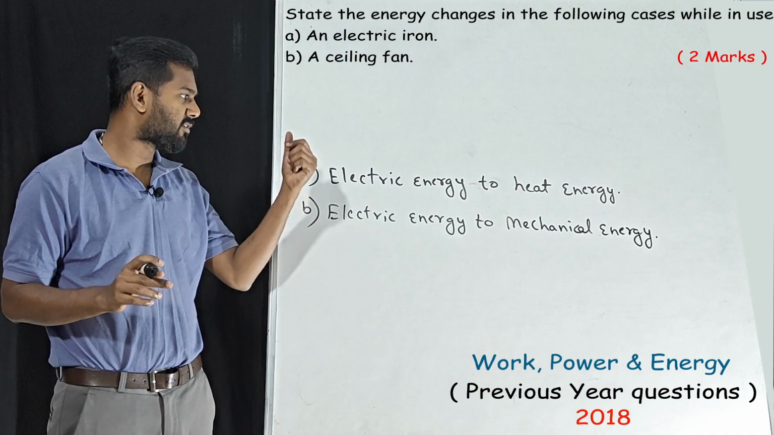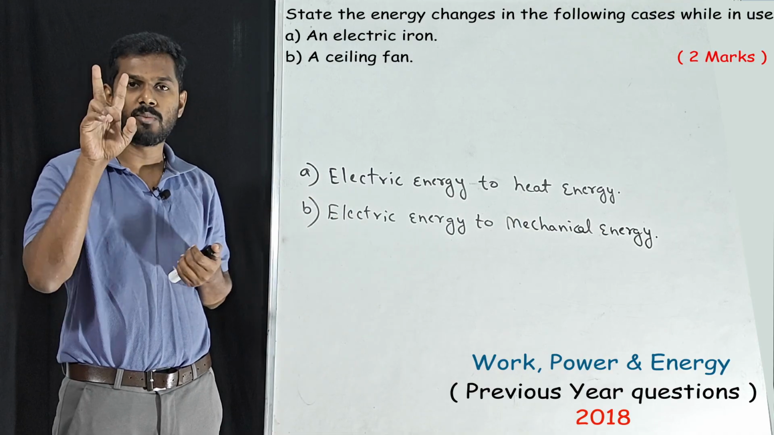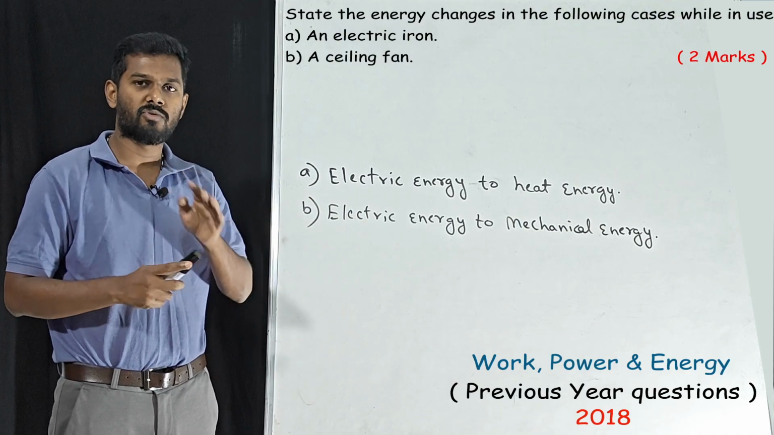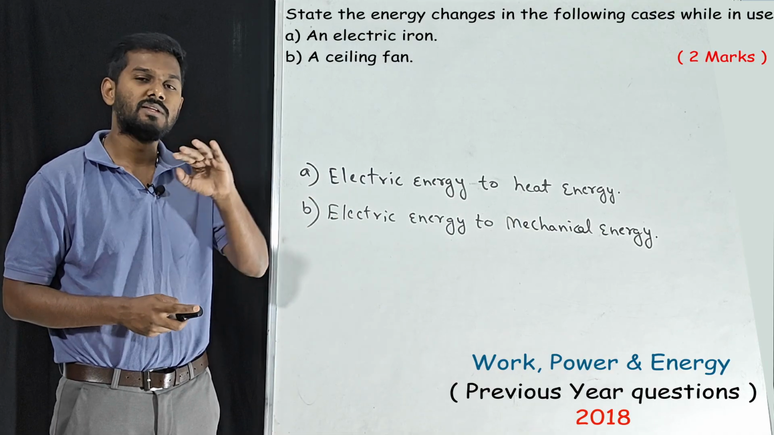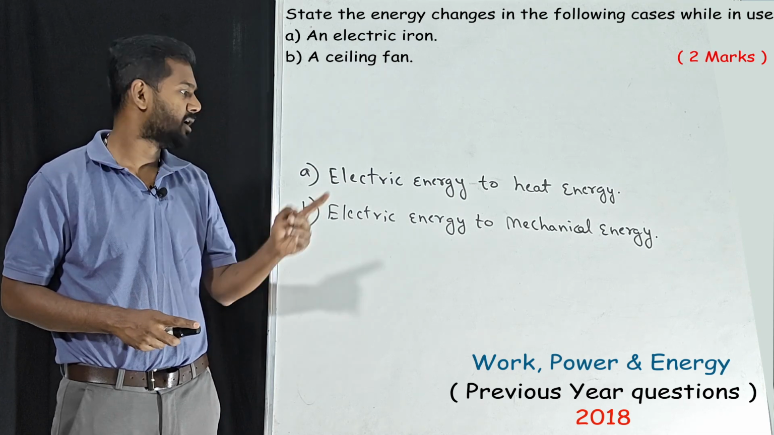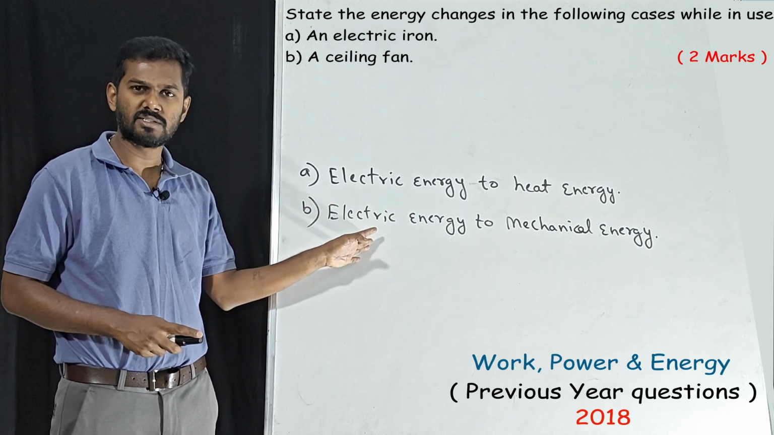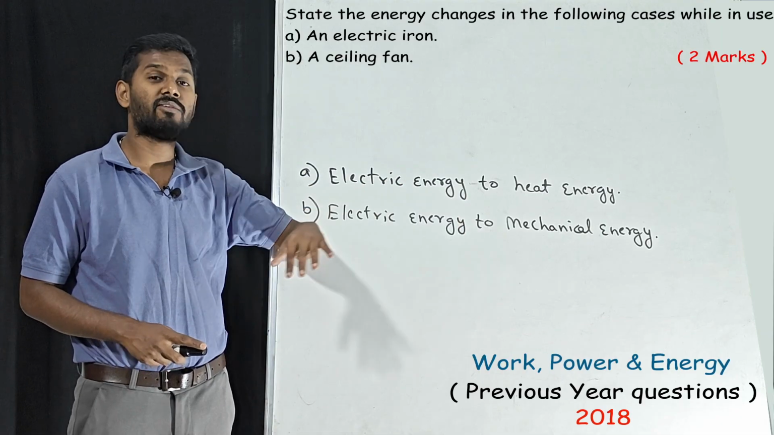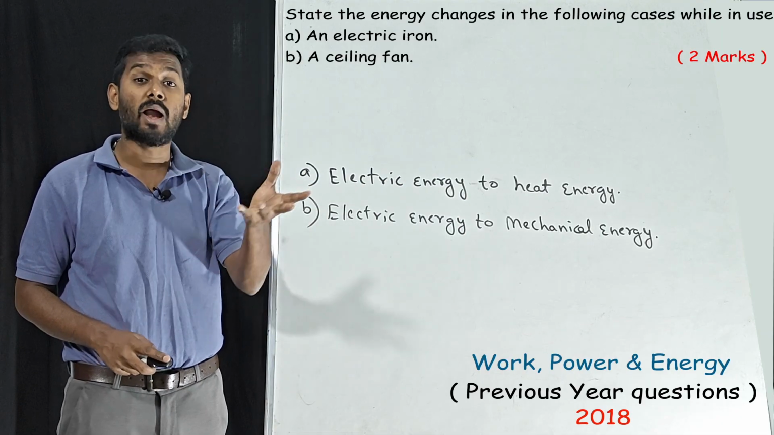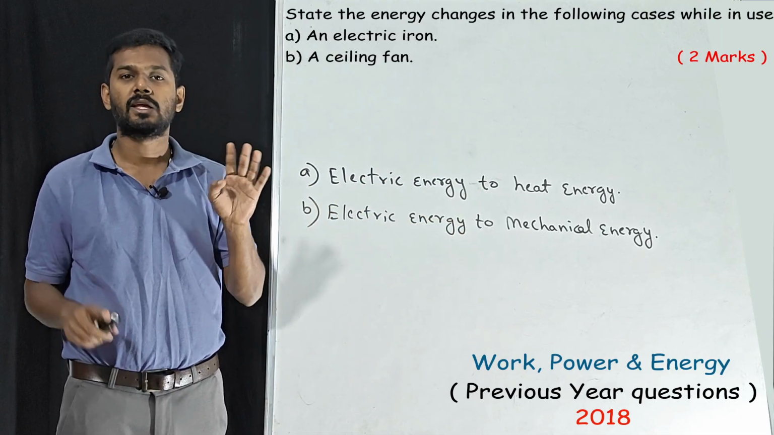That's it. Whenever these kinds of questions are asked, you have to think about only two things. First, what is the input given? Second, what is the output we are getting? So the input in an electric fan is electrical energy, because it is running on electricity. Whenever something is a moving part, we call it mechanical energy.